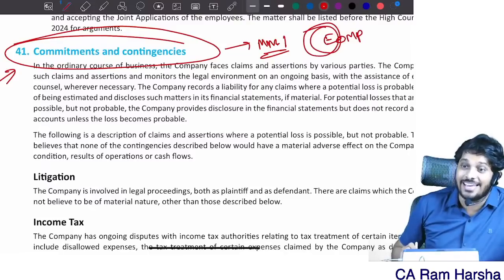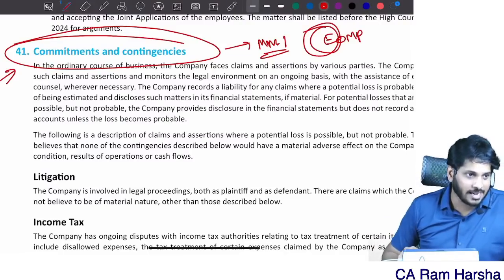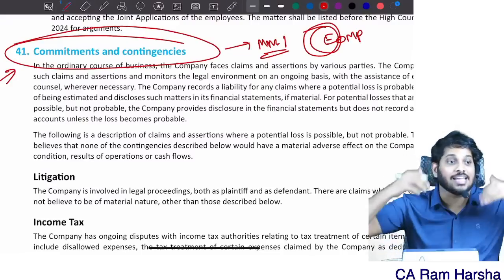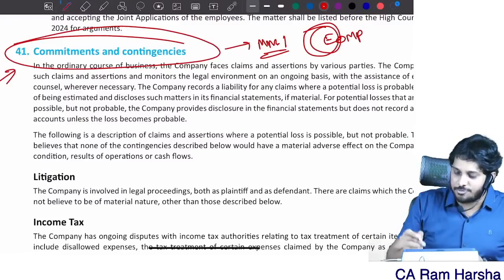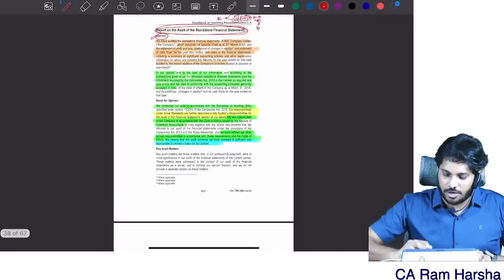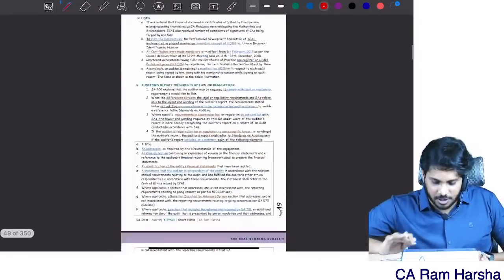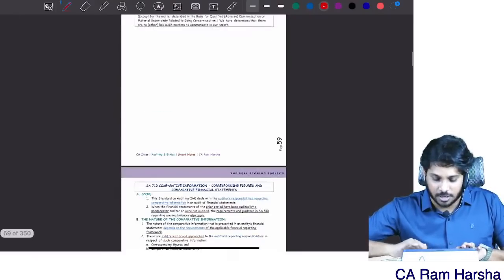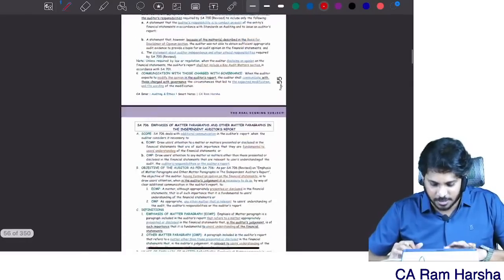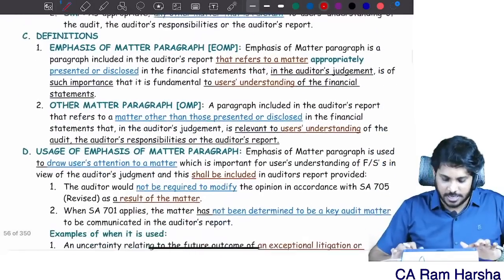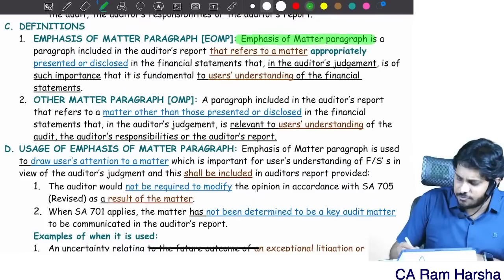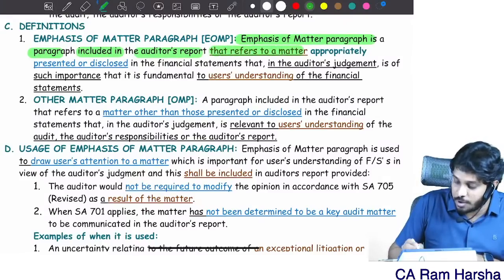Emphasis means what? Highlight. Emphasize means what? Highlight. These two lights are emphasizing me, yes or no? Emphasis is what? Highlight. So an emphasis of matter paragraph is a paragraph in the auditor's report that refers to a matter that is appropriately presented or disclosed in financial statements. You see the definition. What is an emphasis of matter paragraph? It is a paragraph included in the auditor's report that refers to a matter.